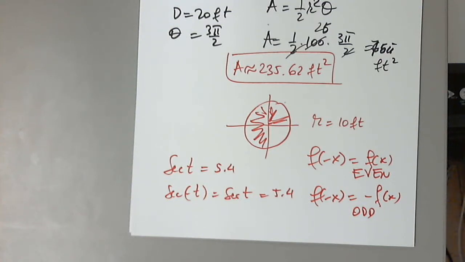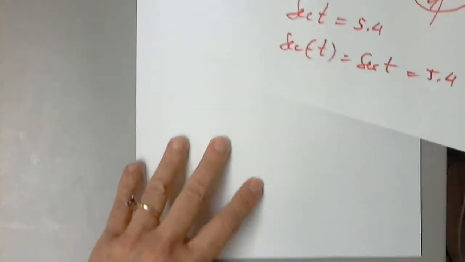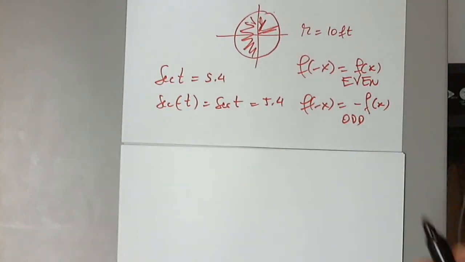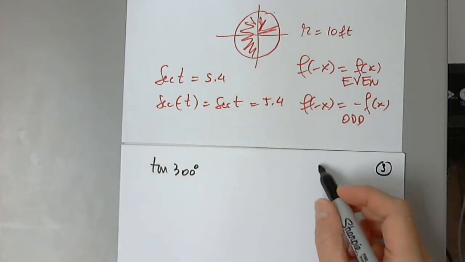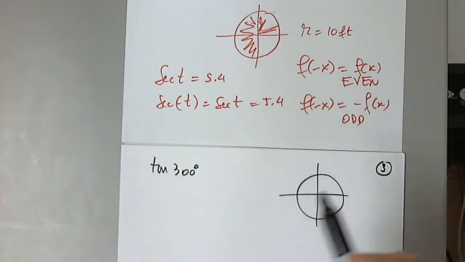Okay, anything else? Yes, please, Flynn? Use reference angle to find the exact value of the expression, tangent of 300 degrees. Okay, so let's do that. We have tangent of 300 degrees. Any questions? Okay, we did this last time, if you remember.